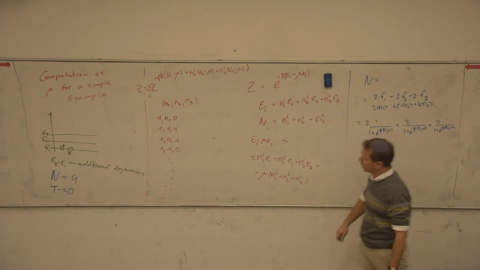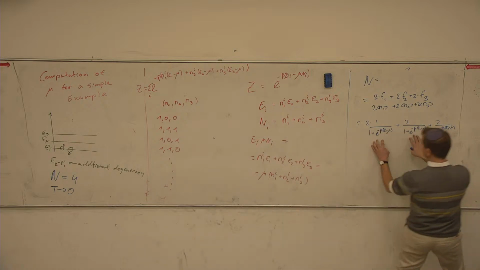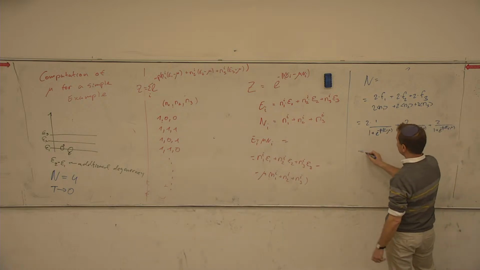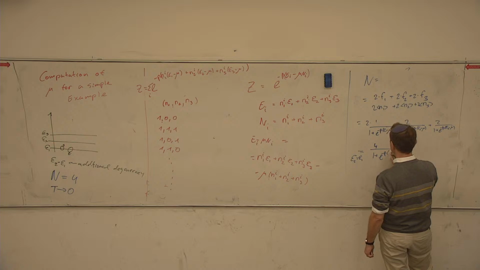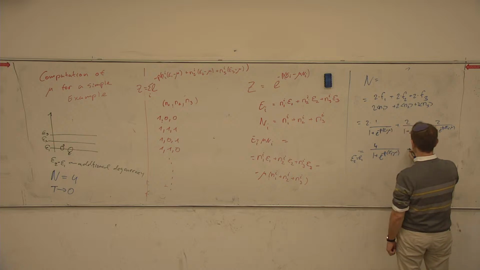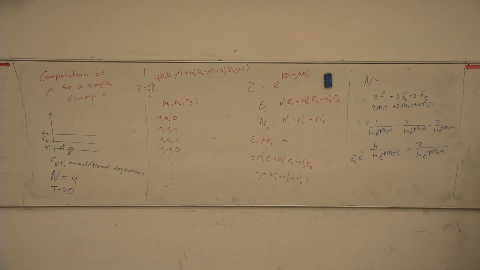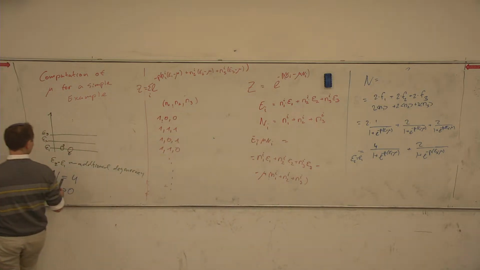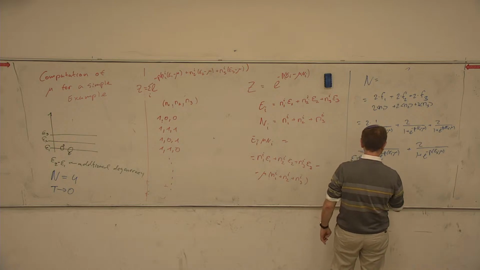the next assumption was that epsilon 2 equals epsilon 1. So we can gather together those two expressions. Epsilon 2 equals epsilon 1, and we have 4 divided by 1 plus e to the power minus beta (epsilon 1 minus mu), plus 2 divided by 1 plus e to the power minus beta (epsilon 3 minus mu). Now moreover, we said that the number of particles inside the system is 4. So all of this equals 4.